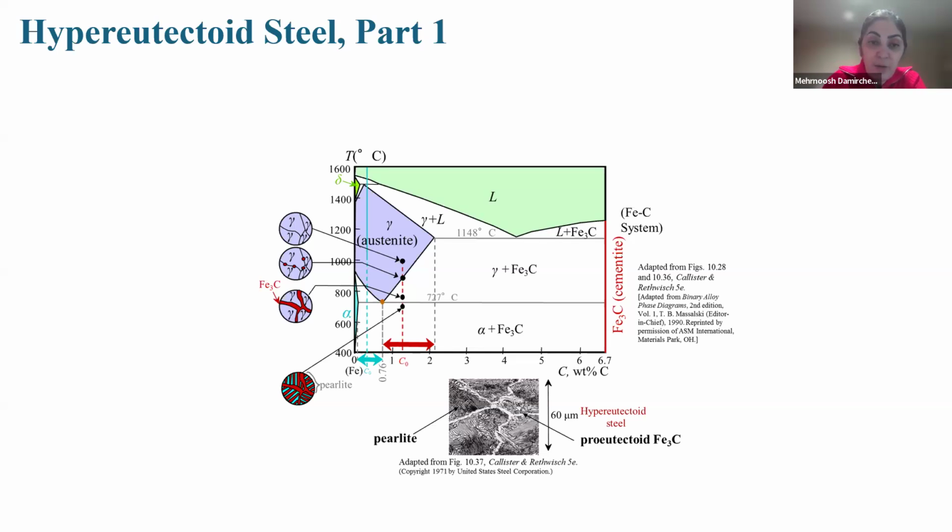Hypereutectoid means the composition weight percent is more than the composition weight percent of the eutectoid. Here is the range: if C is more than 0.76 and less than this point at 2.14%, we have hypereutectoid. What's the meaning?